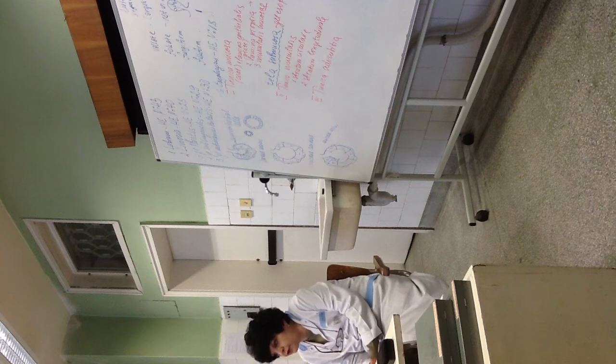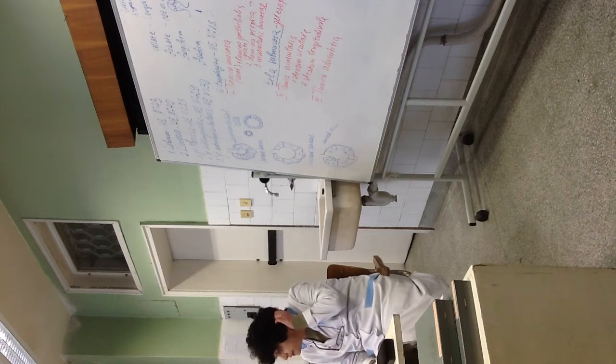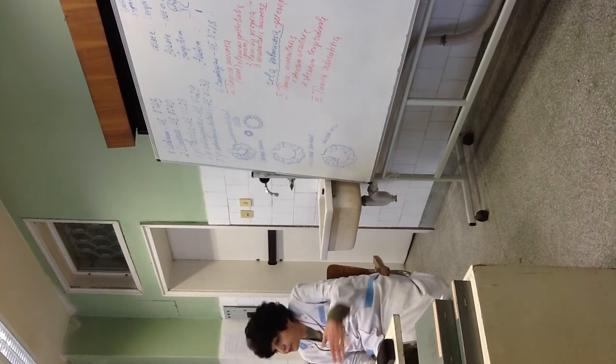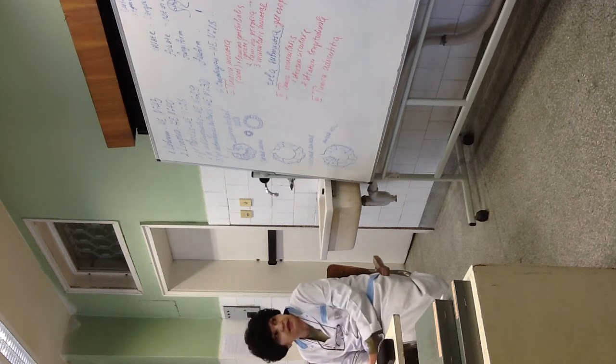Once again, esophagus, stratified squamous non-keratinized. Stomach, mucus secreting, but these mucus cells differ from the mucus secreting cells in the glands. They are a separate subclass of mucus secreting cells. Small intestine, simple columnar absorptive.